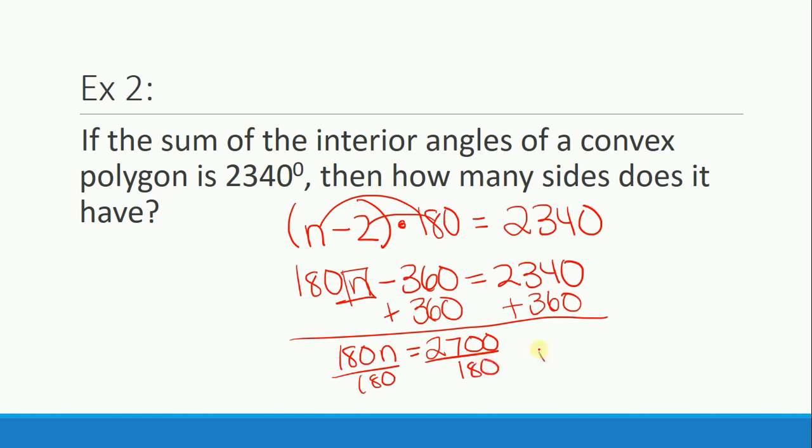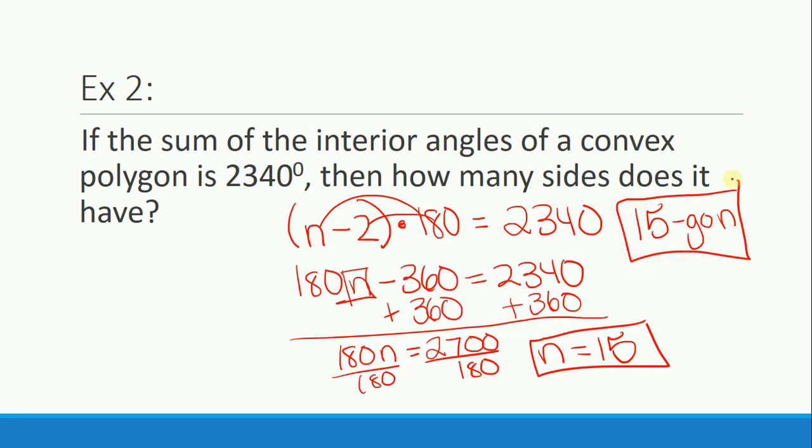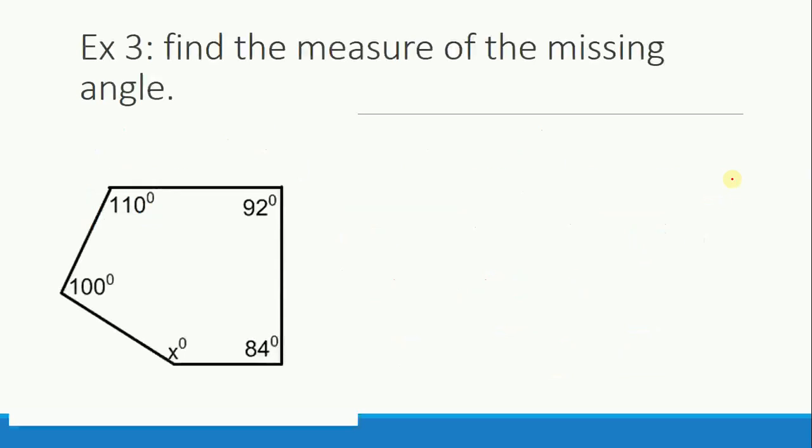So I get n is, let me do that on my calculator quick, 15. So I have found that this is a 15-sided polygon, which would be a 15-gon. Normally that's what you'll write if you have a polygon with more than 12 sides. You'll say the number, hyphen, gon.